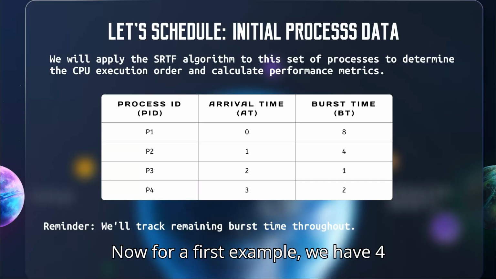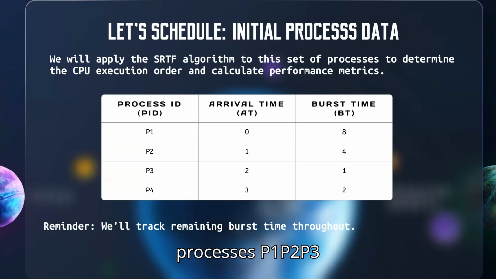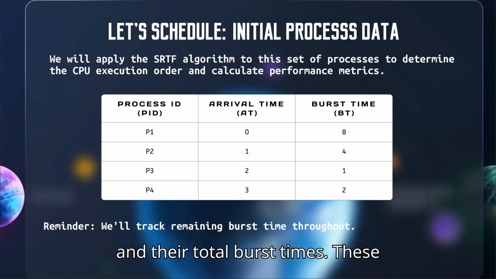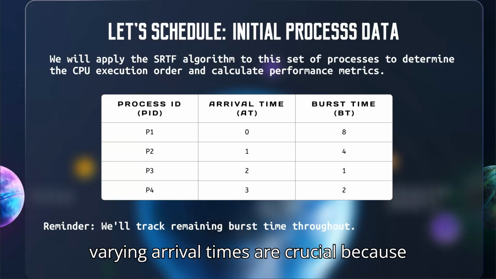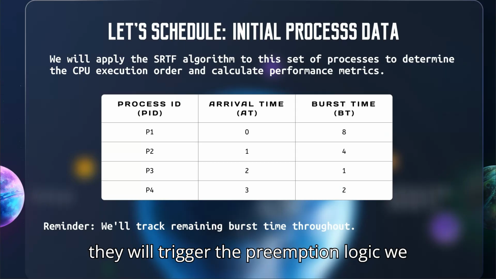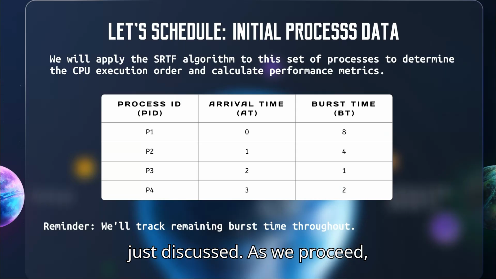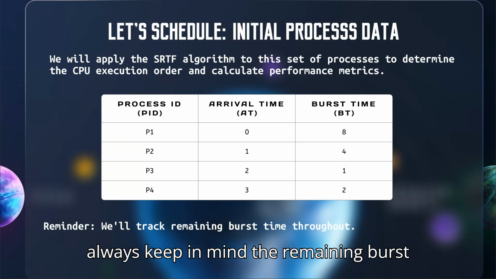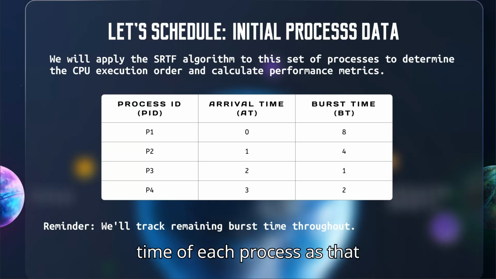Now for a first example, we have four processes: P1, P2, P3 and P4. Observe their arrival times and their total burst times. These varying arrival times are crucial because they will trigger the preemption logic we just discussed. As we proceed, always keep in mind the remaining burst time of each process, as that is what SRTF cares about.